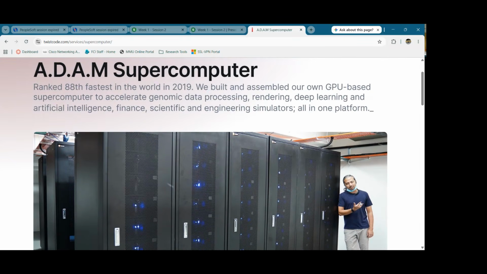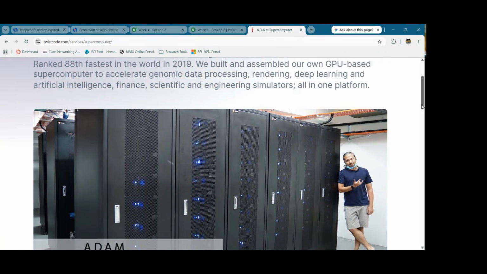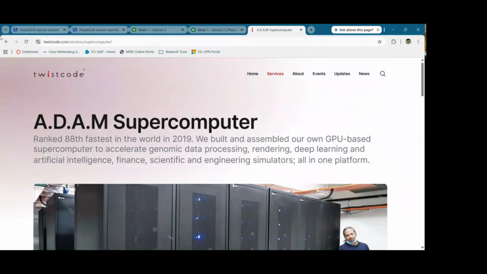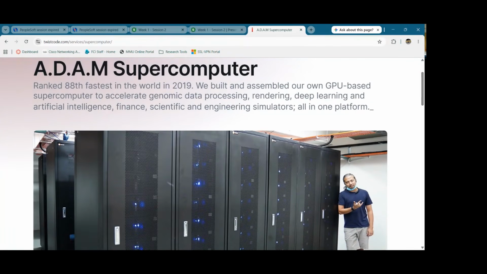So you know who this is? This guy is the founder of this, Adam is his son's name. Whisper company. Whisper, you find this is the founder. Founder from Sarawak. This Sarawak kid.